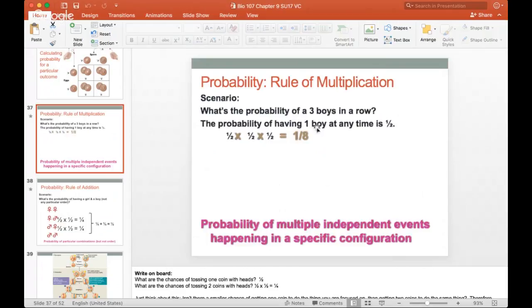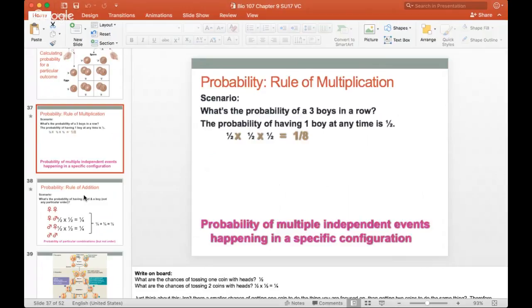The probability of having 1 boy at any time is 1/2, right? It's 50-50 if you have a boy or a girl. So we have 1/2 for the first instance of having a boy, times 1/2, the probability of having a boy the second time, times the third time, which is also 1/2. That gives you a 1 in 8 possibility of having 3 boys in a row, right? Because this and this and this has to happen in order for this to be true.